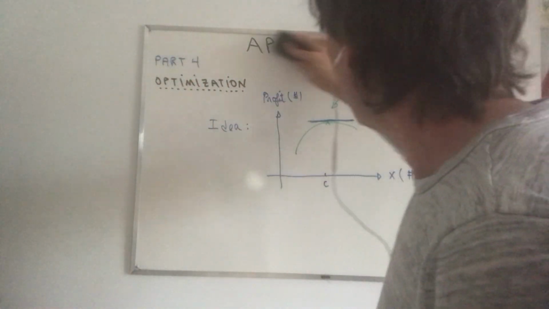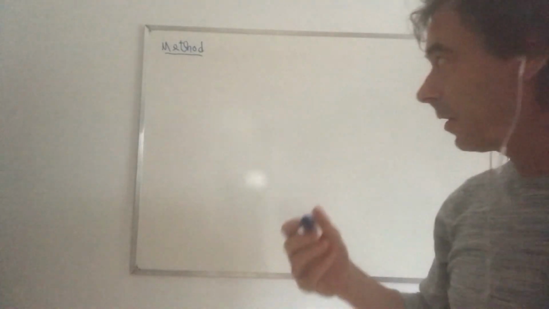So let me show you an example. Oh, actually, perhaps before the example, let's do the method and then we'll illustrate. Methodology. So what is going to be the method that we use for optimization? I like to give it to you in terms of steps.